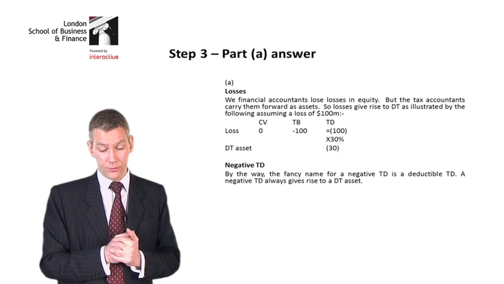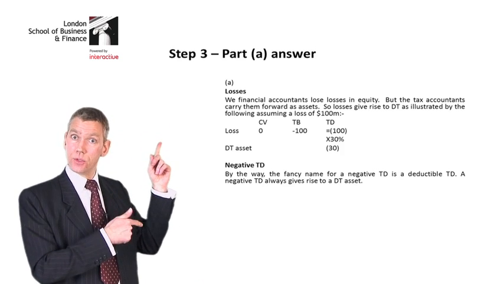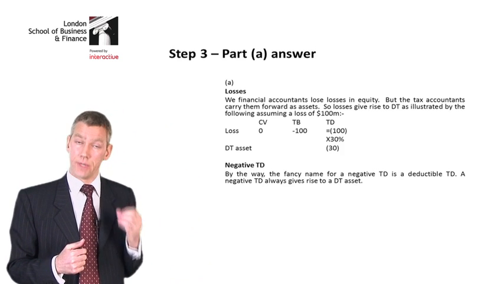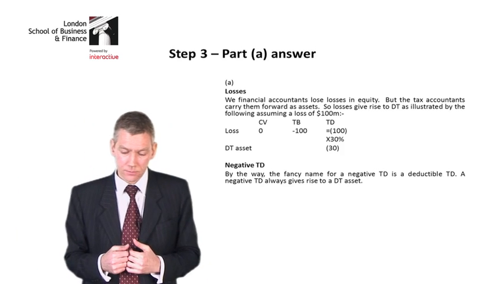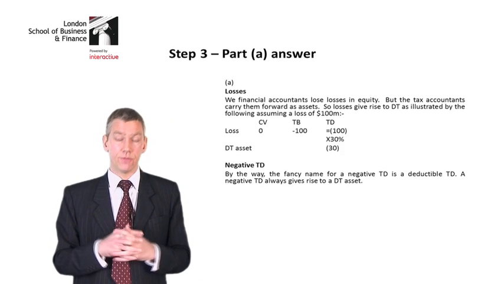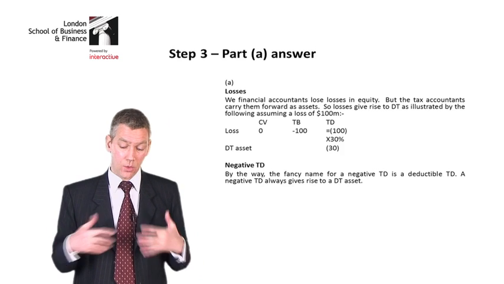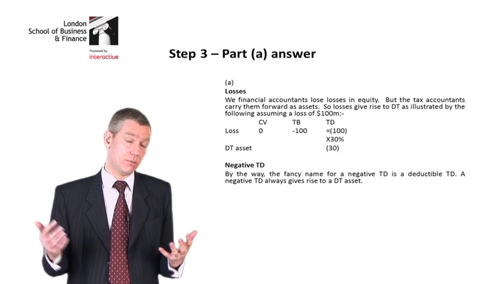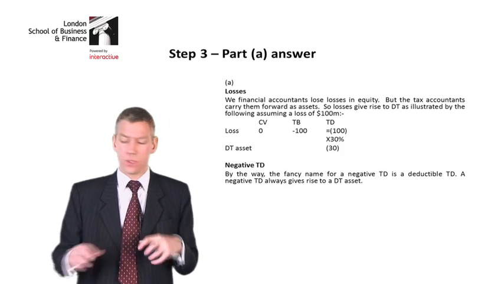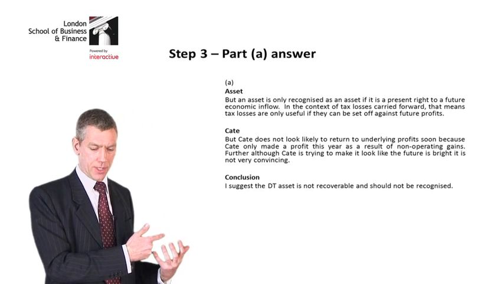Assuming a loss of 100 million, and I've used exactly the same numbers as I used in the step 2 video, as you can see, to prove a DT asset was correctly calculated last year. And I've said, by the way, the fancy name for a negative TD is actually a deductible TD. A negative TD always gives rise to a DT asset, which I mentioned previously, didn't I? But I'm still talking generally. I'm not really talking about the specific scenario. So now I'm going to drill down to the specific scenario.